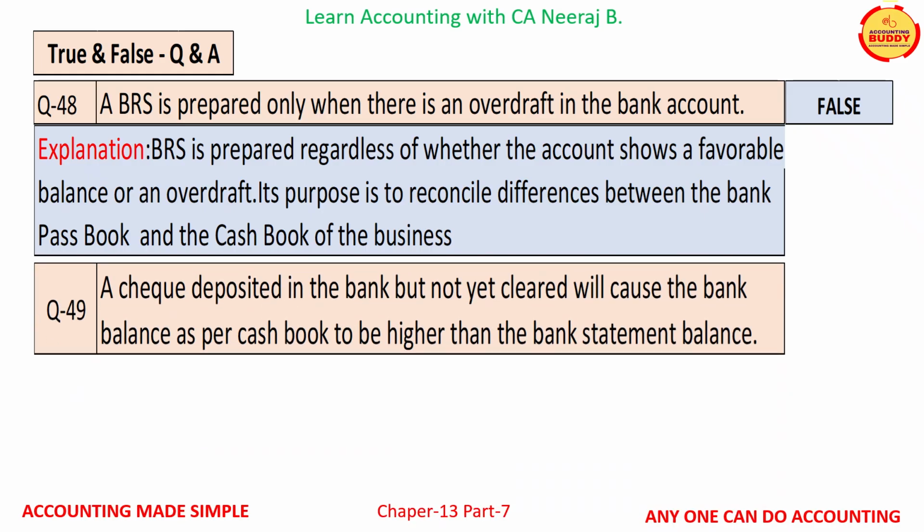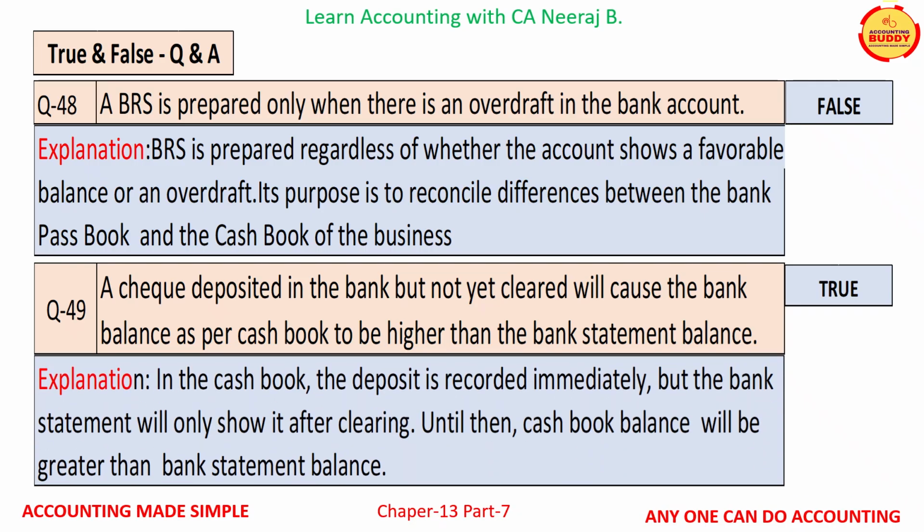Question number 49: a check deposited in the bank but not yet cleared will cause the bank balance as per cash book to be higher than the bank statement balance. This is a true statement. In the cash book, the deposit is recorded immediately, but the bank statement will only show it after clearing. Until then, cash book balance will be greater than the bank statement balance.